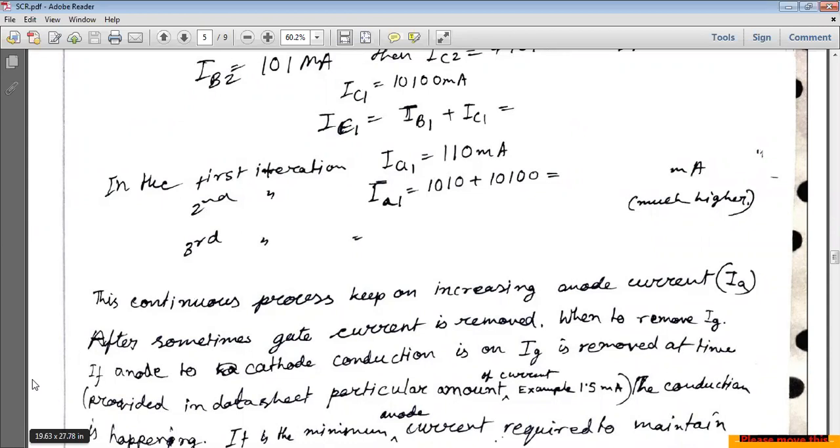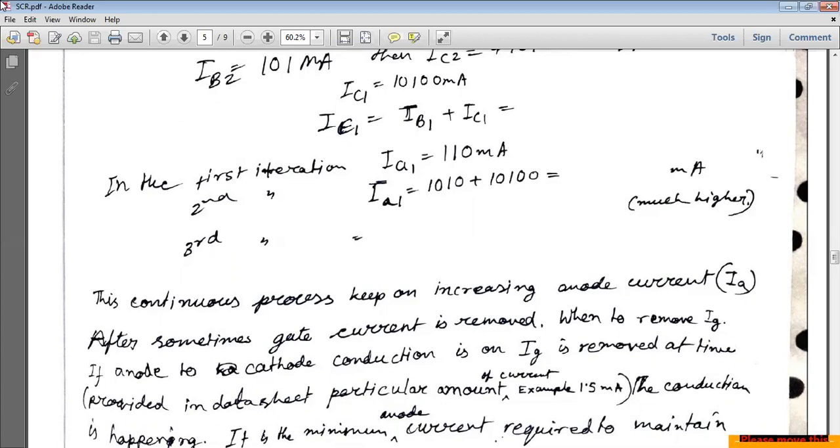Okay, the conduction is happening. It is the minimum anode current required to maintain the device in conduction state even though the gate pulse is removed. This current is called latching current. So what is stated is that if we continuously increase the value, iteratively this will go on increasing.